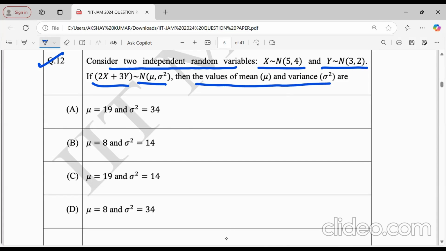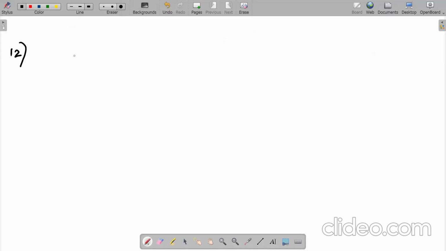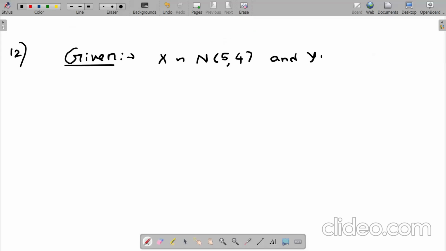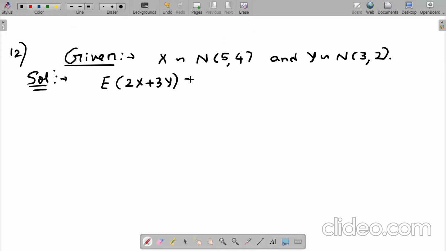So if I come to the whiteboard, question number 12, we are given that X follows a normal distribution with mean 5 and variance 4. And Y also follows a normal distribution with mean 3 and variance 2. So we need to find out the distribution of 2x plus 3y. So expected value of 2x plus 3y, using the properties of expectations, will be 2 times expected value of x plus 3 times expected value of y.